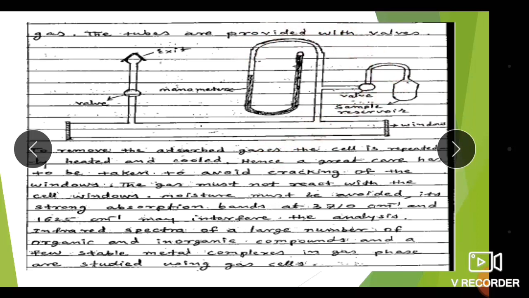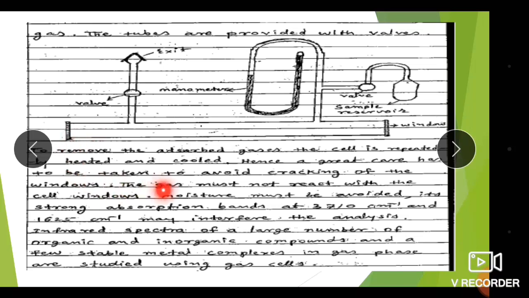So the tubes are provided with valves. To remove the absorbed gases, the cell is repeatedly heated and cooled. Hence great care has to be taken to avoid the cracking of the windows.